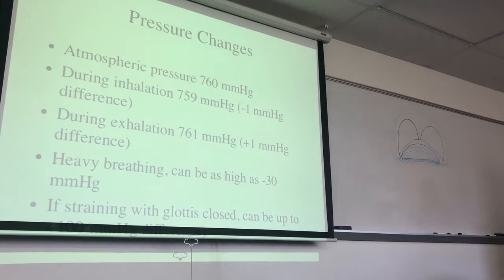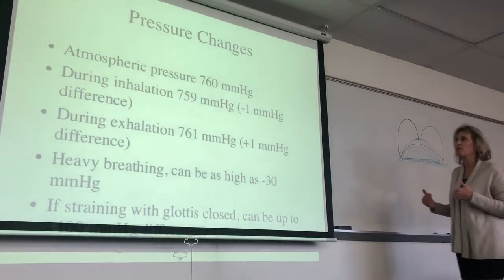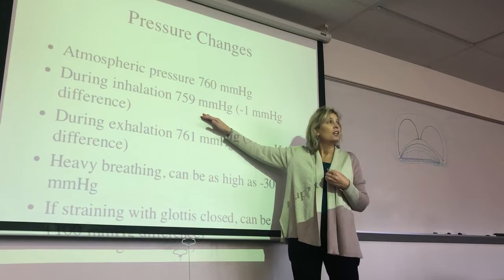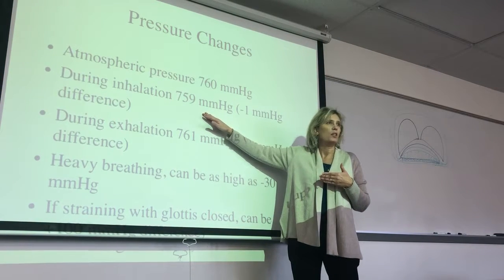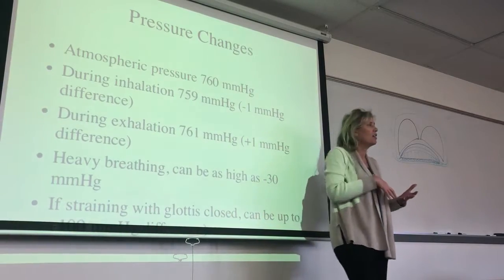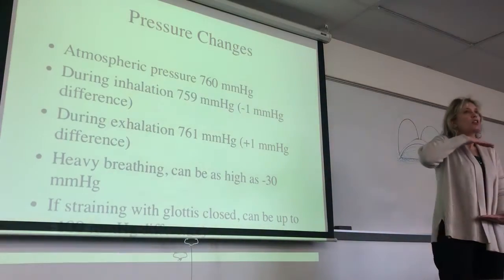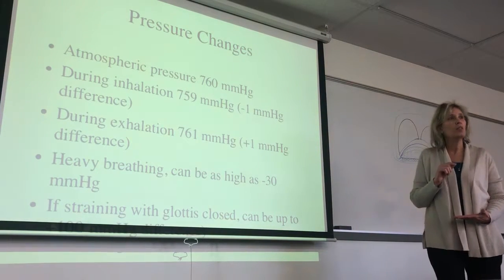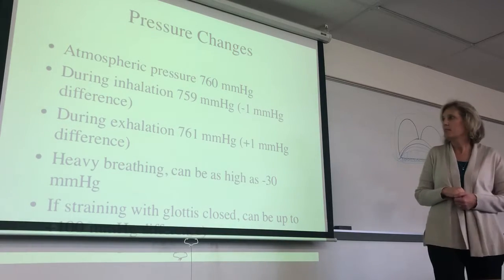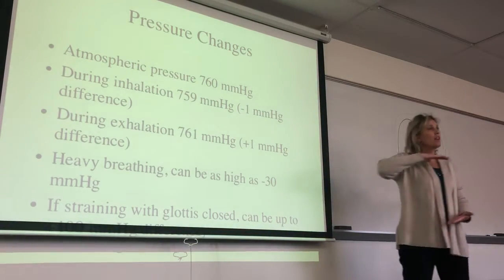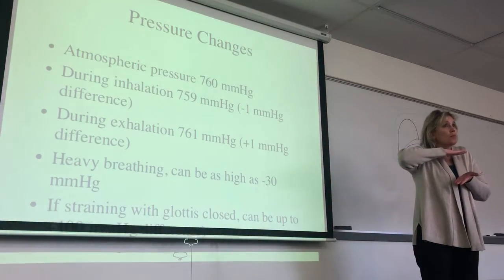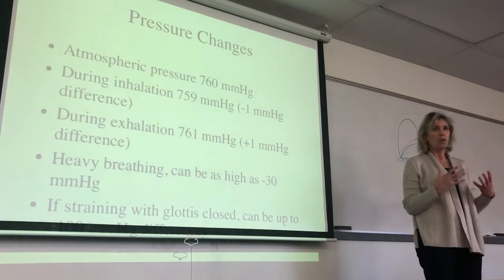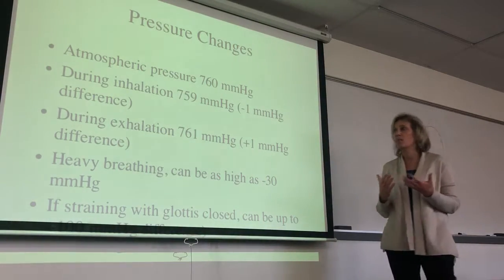atmospheric pressure is about 760 millimeters of mercury, okay, 760. The inside, during inhalation, will only change about 1 millimeter of mercury, but it's enough to bring the air in. So the diaphragm contracts, you're increasing the space, that's decreasing the pressure by 1 millimeter of mercury, and air is coming in, okay? During exhalation then, the diaphragm is going to relax and come back up, and now you've increased that pressure, and because there are so many more air molecules in there, you've increased the pressure even more.